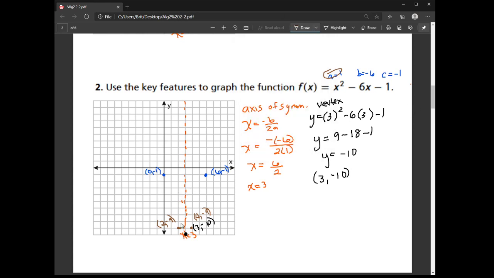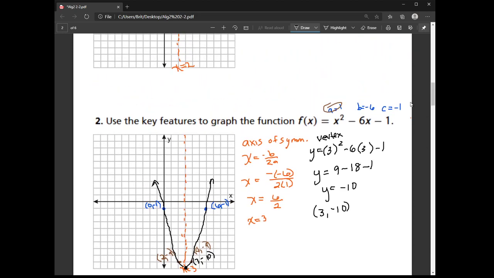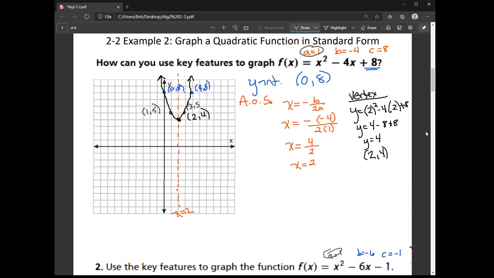Now notice this one does have x-intercepts, right? Because it starts below the x-axis and it opens upwards. So my x-intercepts I can kind of estimate if I knew how to draw a graph properly. Right? This one's probably between 6 and 7 somewhere, and this one's probably between 0 and -1. You'll learn soon how to find those. But that's how we use some key features to graph in standard form.